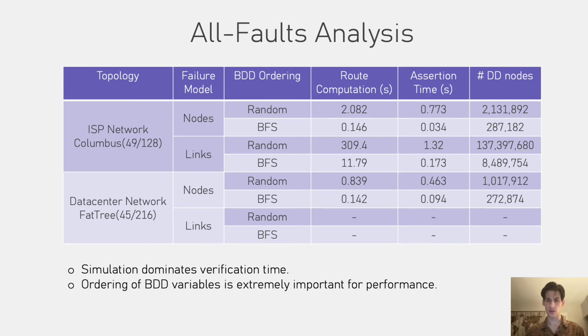Intuitively, a failed node or link that is close to the destination will have a larger impact than a failure far from the destination. The BFS ordering, as you can see, worked much better than the random one, and this is reflected in both the computation time and also in the size of the decision diagrams generated throughout simulation, where there is at least an order of magnitude difference.